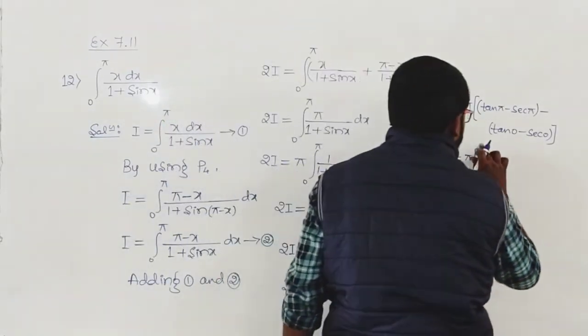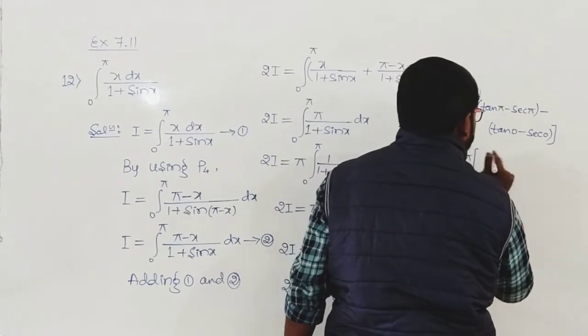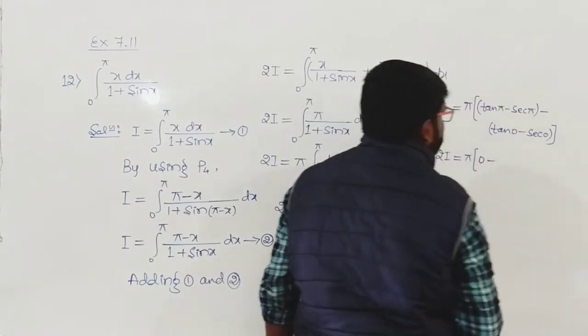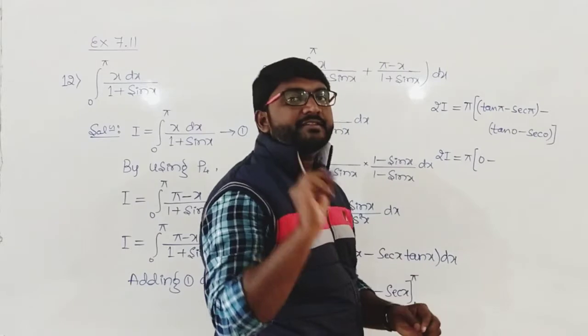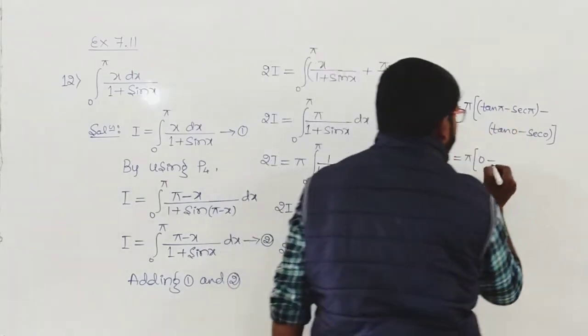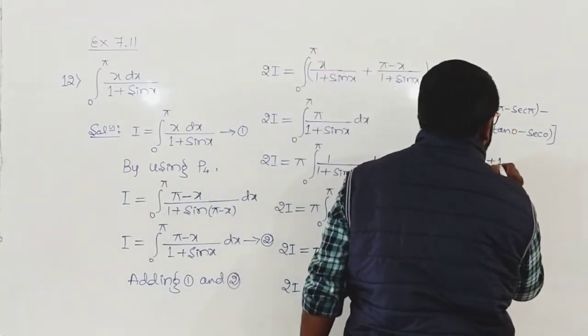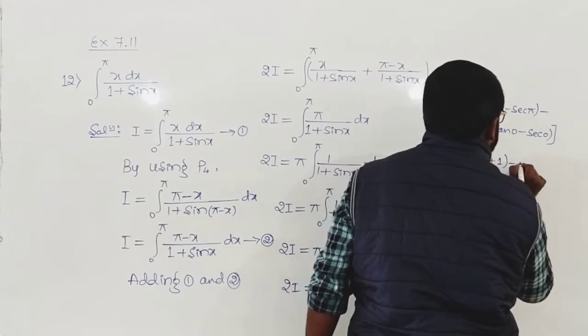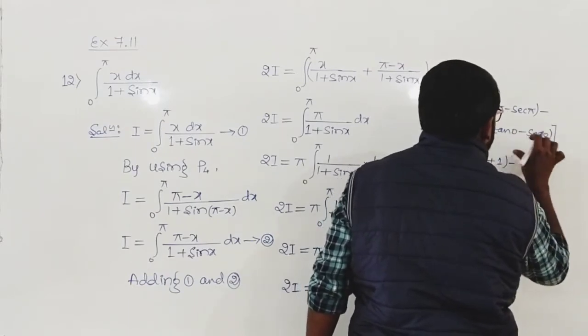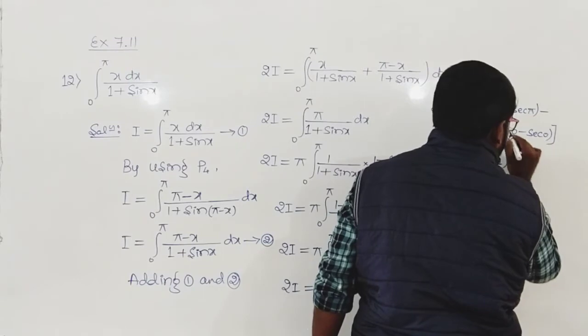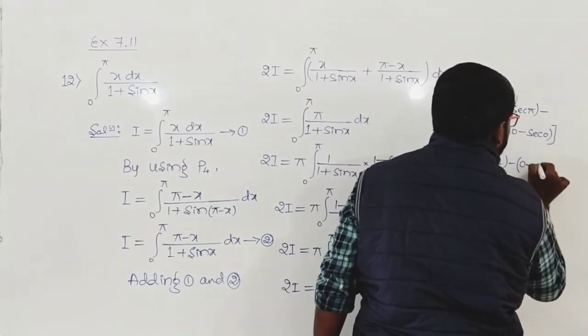So 0 minus secant pi is minus 1. Minus into minus it is plus. So I write plus 1 here. Then minus, so here it is tan 0, it is 0. 0 minus secant 0, it is 1.